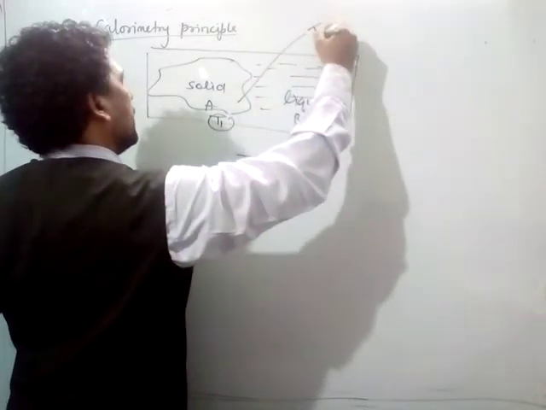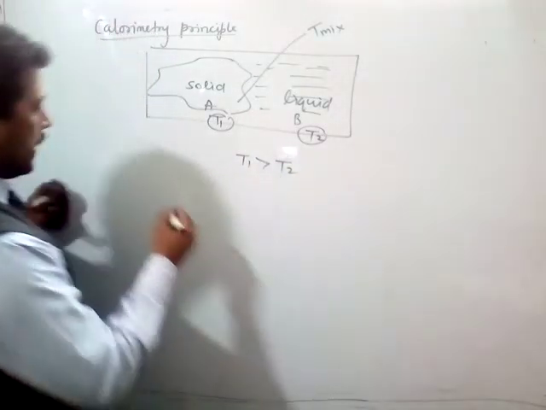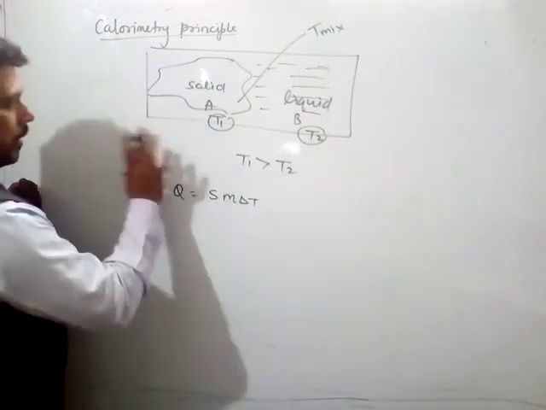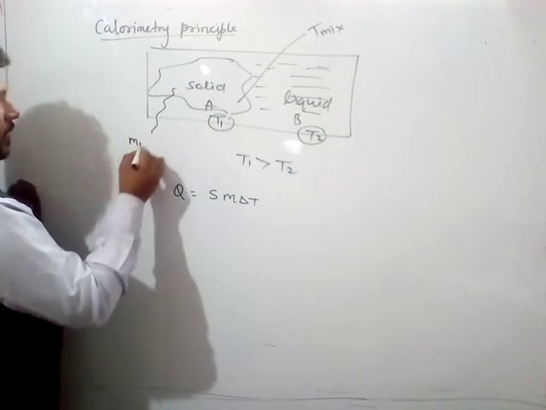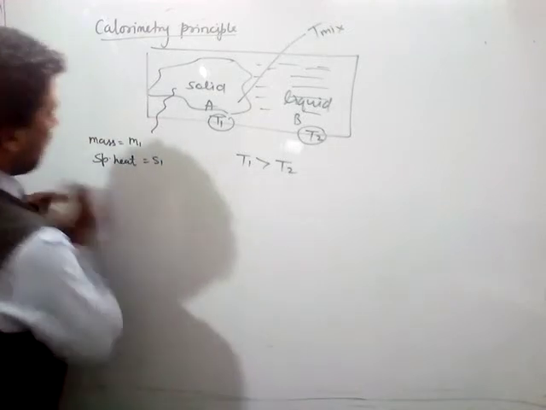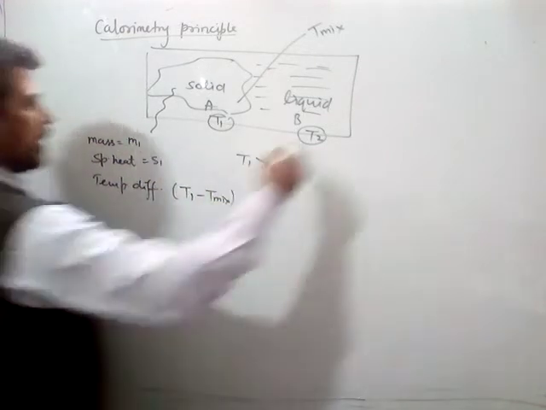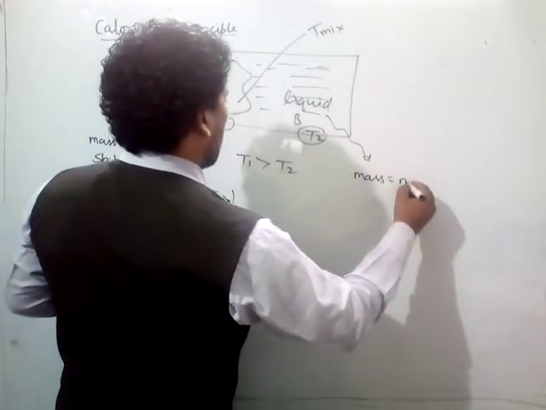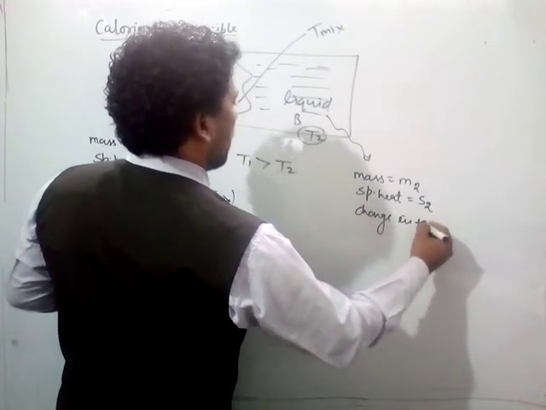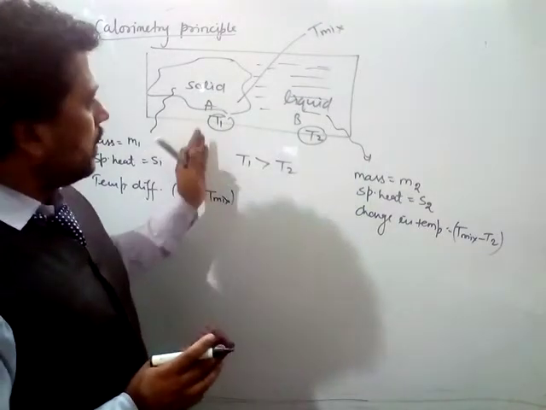So we can say that this is the temperature of the mix, T mix, whenever both substances are mixed together. Here we know that Q equals S m delta T. Let the mass of the first be m1, specific heat S1, and temperature difference T1 minus T mix. In the same way, the second has mass m2, specific heat S2, and change in temperature T mix minus T2. Here T1 is greater than T2, so heat is transferred from T1 to T2.